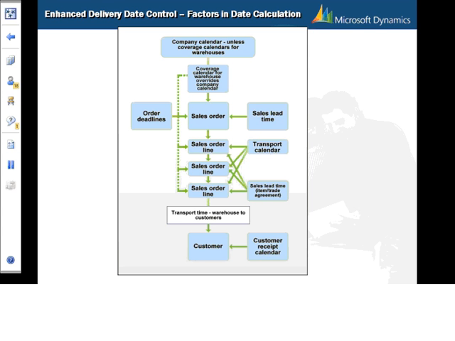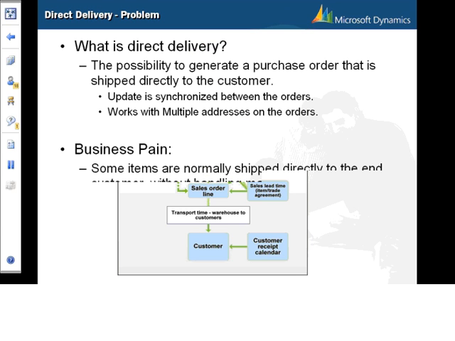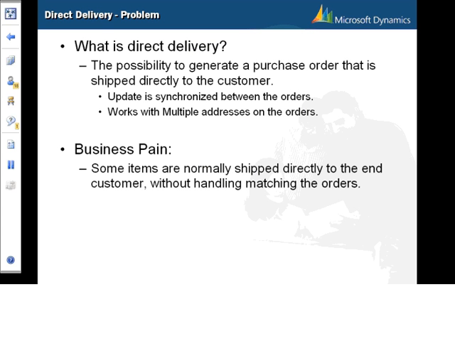And now we will move to the next section, and this is direct delivery. So what is direct delivery? It's the possibility to generate a purchase order that is shipped directly to the customer. Update is synchronized between the orders and works with multiple addresses on the orders.